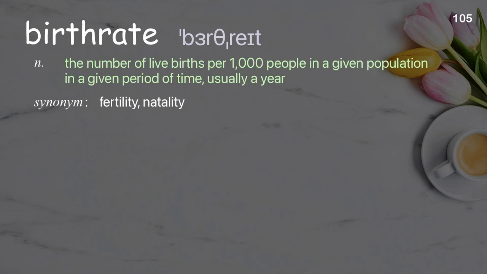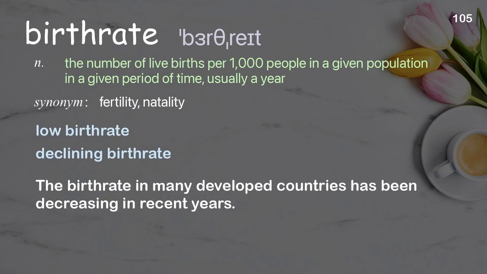Birth rate. The number of live births per 1,000 people in a given population in a given period of time, usually a year. Examples. Low birth rate. Declining birth rate. The birth rate in many developed countries has been decreasing in recent years.